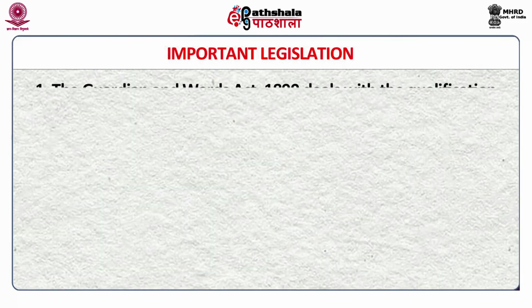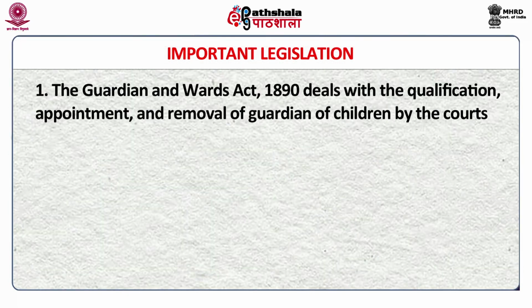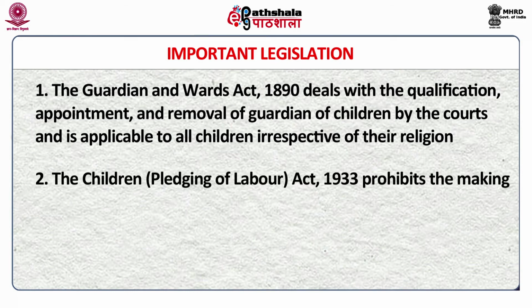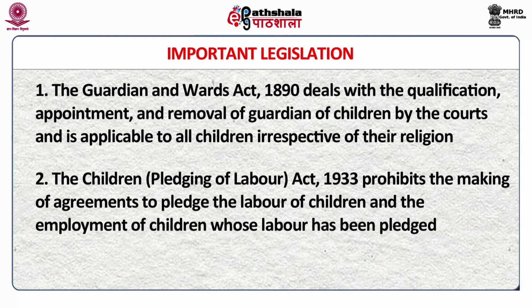The Guardians and Wards Act 1890 deals with qualification, appointment and removal of guardians of children by the court and is applicable to all children irrespective of their religion. The Children (Pledging of Labour) Act 1933 prohibits the making of agreements to pledge the labour of children and the employment of children whose labour has been pledged.